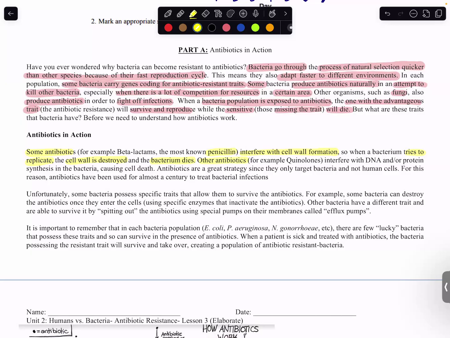Other antibiotics, for example, quinolones, interfere with DNA and or protein synthesis in the bacteria, causing cell death. So some antibiotics literally interfere with the cell wall formation, right? Kind of punches holes in the cell wall physically. And then some stop DNA and protein synthesis from occurring in the bacteria, causing them to die. Antibiotics are a great strategy since they only target bacteria and not human cells. So that's a good thing, right? They only target bacteria.